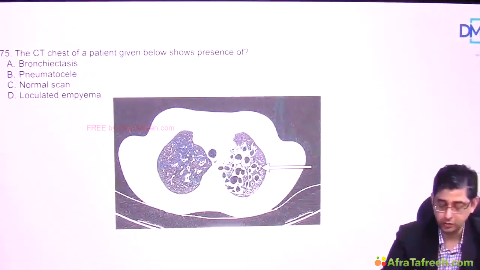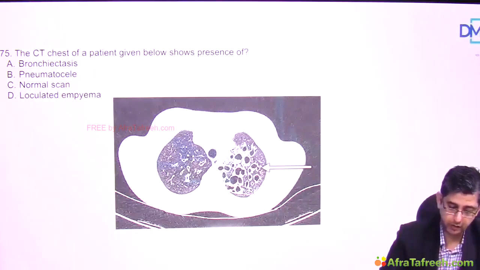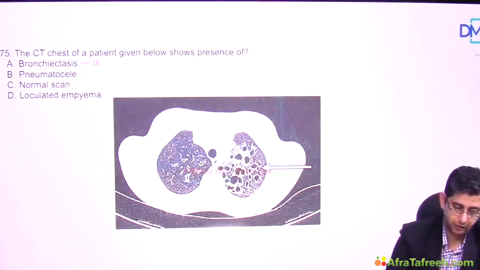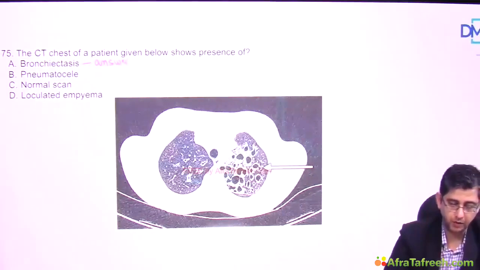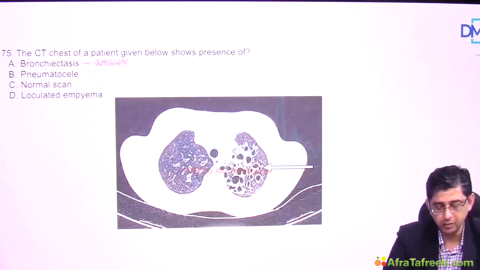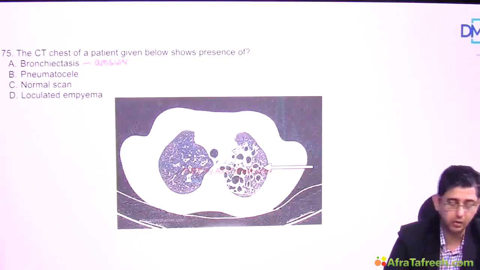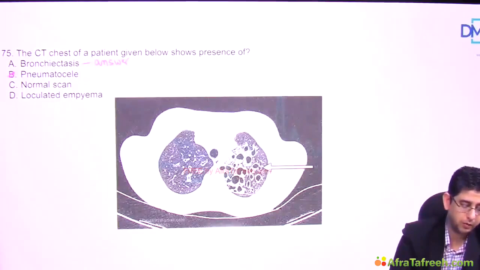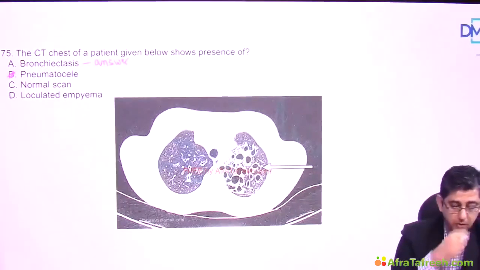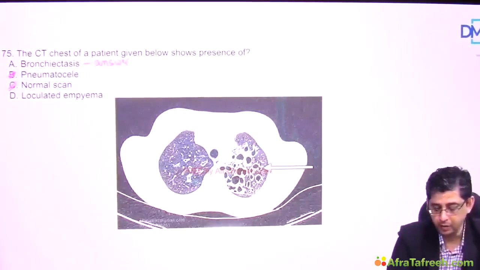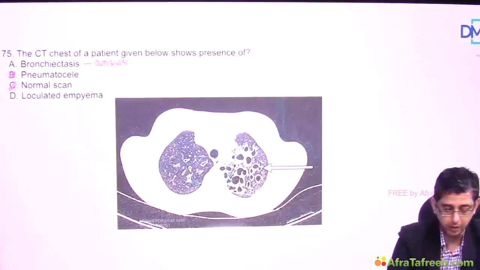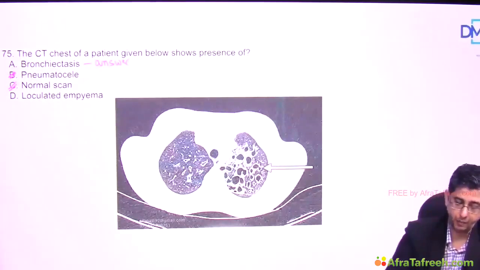This image here shows grossly dilated airways. This is diagnostic of bronchiectasis, very characteristic. Dilated airways, cylindrical dilatation of airways is present. Pneumatoceles will be much smaller, so to have so many pneumatoceles is unlikely. So I'm ruling out B because the number of pneumatoceles cannot be so much. This is definitely not a normal scan. And in loculated empyema, you will see additions. So the correct answer to this would be alpha only.